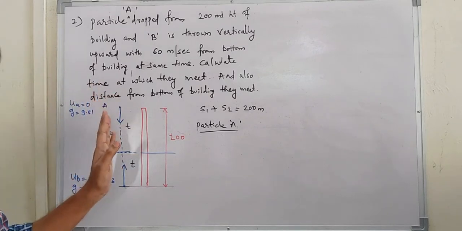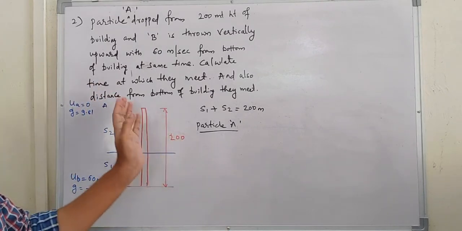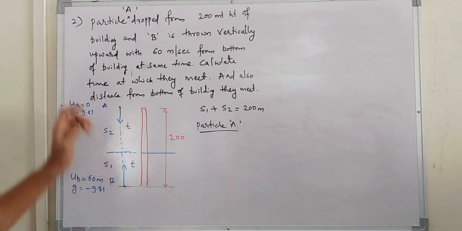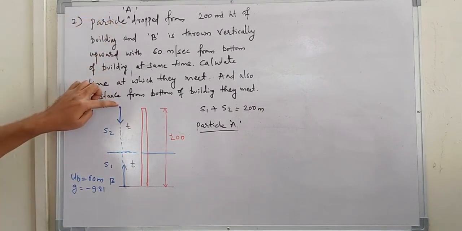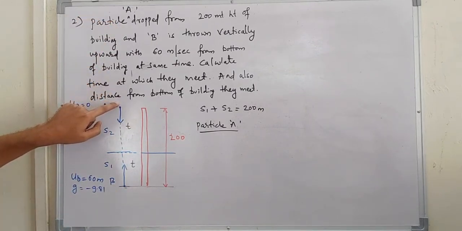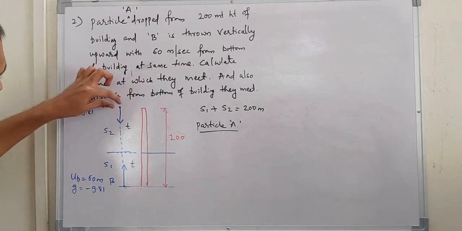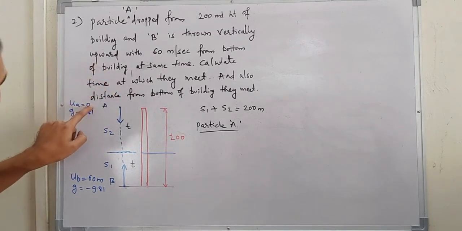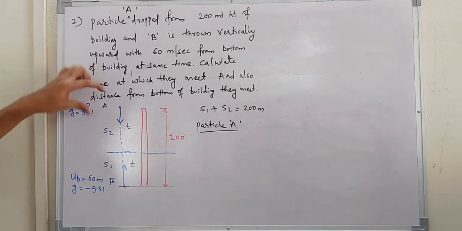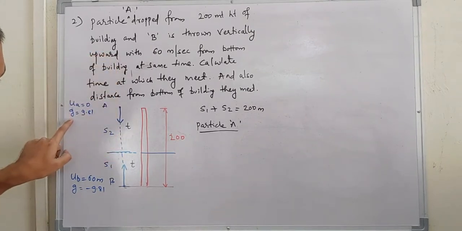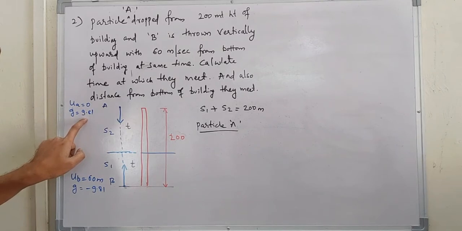Okay, now this was a similar kind of problem to what we have taken in the last few classes. We have the same type of problem. It says, a particle A is dropped from a 200 meter height of a building. It is dropped, in the sense that its initial velocity is 0 meters per second. When it is dropped, moving towards the ground, we take acceleration due to gravity as plus 9.81.